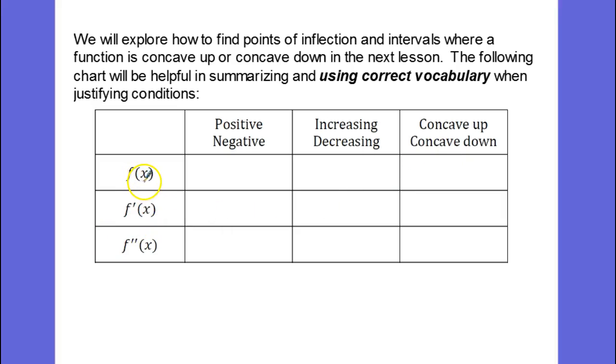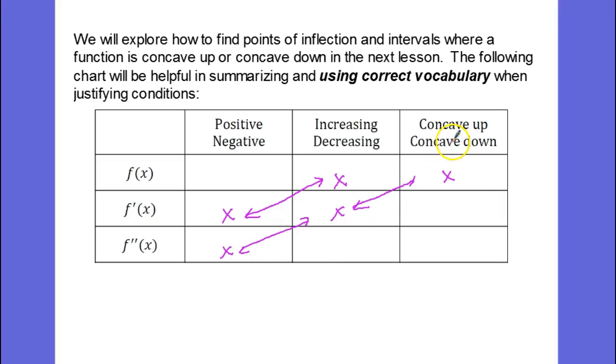So f of x, if it is increasing, f prime of x is positive. If it's decreasing, f prime of x is negative. So this relationship exists. Now, if the function is concave up, that means that f prime of x is increasing, and that means that f double prime of x, the second derivative, is positive. So we have this relationship and this relationship.